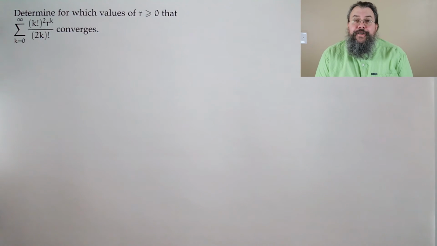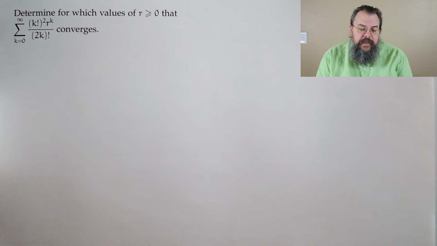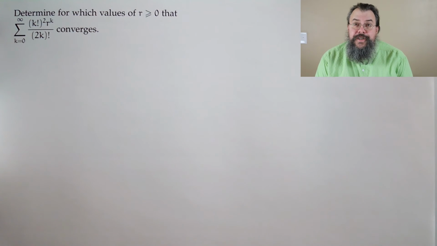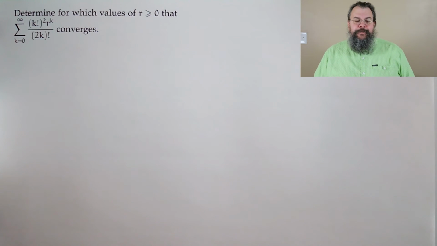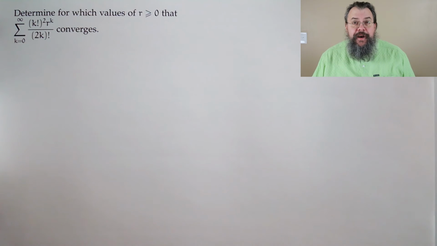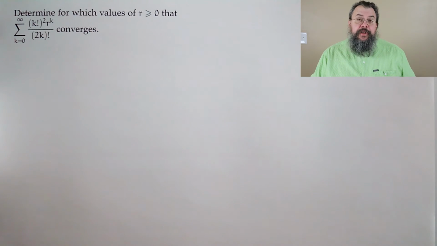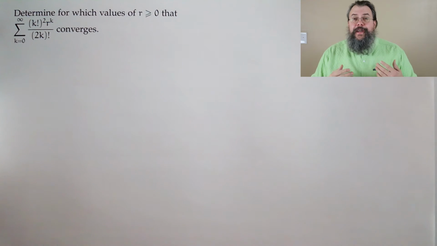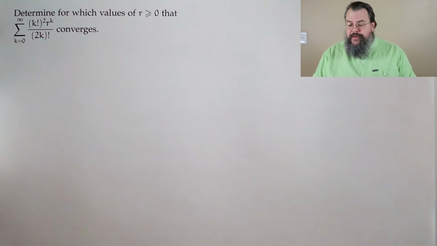Determine for which values of r greater than or equal to 0 the sum k equals 0 to infinity of k factorial squared r to the k over 2k factorial converges. All right. Well, let's think about this and see if we can figure this out. Okay. Well, we see factorials, and as soon as you see factorials, you know that means that we're going to have to do a ratio test.